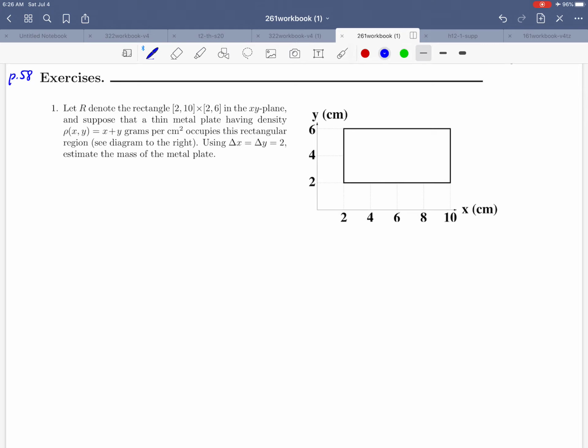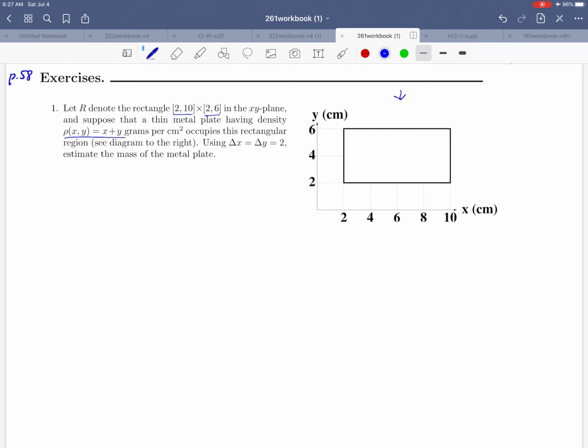They're giving us a rectangle, x values between 2 and 10 and y values between 2 and 6. That's what that notation means. So it's just describing this rectangular metal plate that we're seeing in the picture. Suppose that the density of that plate is given by the formula rho of x, y equals x plus y. So we can use that formula to find the density of the plate anywhere. Notice that the density is changing depending on the value of x and y.